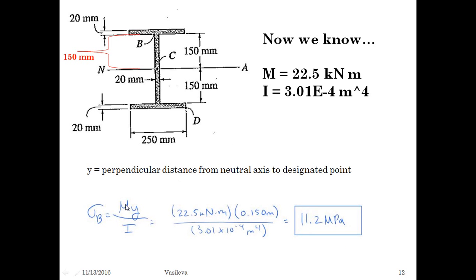Now, the second part asks us for the normal stress at point B. So once again, I plug in 22.5, I plug in the I that I solved, but what is y? y now is the distance from the neutral axis to the designated point, which in this case is B, so it's just 150 millimeters. And that gives me that the normal stress at point B is 11.2 megapascals.